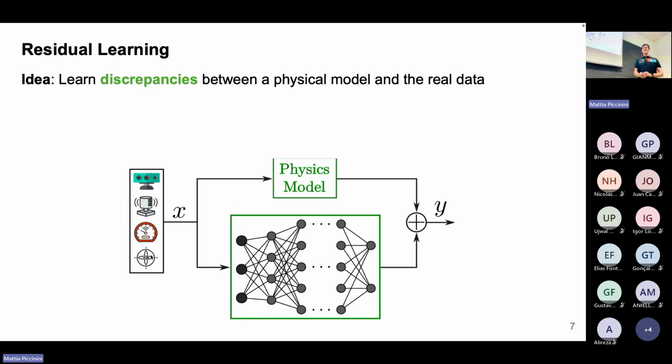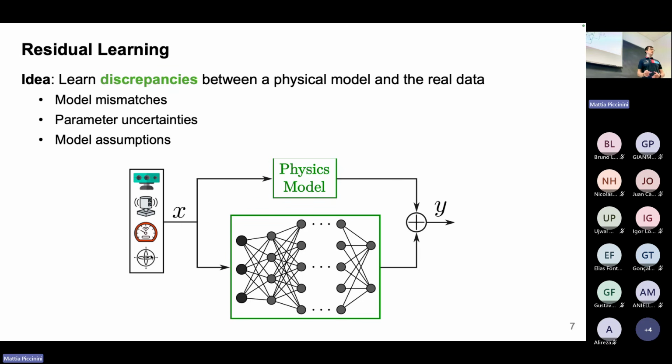So the idea here is very simple to implement. And the idea is to learn the discrepancies between a physics-based model and the real-world data that you may have. Okay, so the physics model is not perfect. It may have model mismatches, parameter uncertainties, whatever. So we simply use maybe our sensors information. We feed them both to a physics-based model and to a very general machine learning model. It can be neural network, Gaussian process regression, whatever. And finally, what we do, we simply sum them. Okay, we take the sum of the two, and this is the output. Okay, very simple idea.